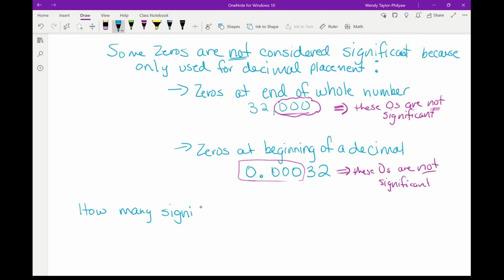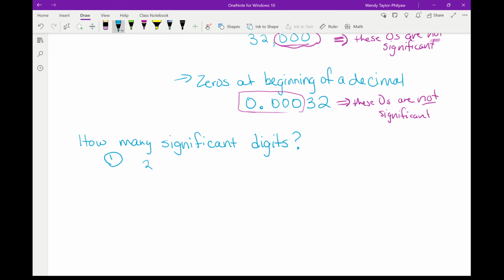So let's look at some numbers and see if we can figure out how many significant digits they have. Okay. How many significant digits are in the number 3,258? Well, that's not a zero, so it's significant. This is not a zero, it is significant. This is not a zero, this is not a zero. That means this has 4 significant digits.